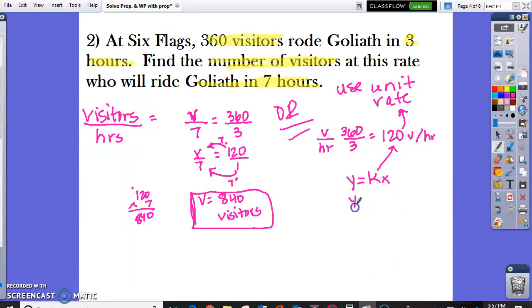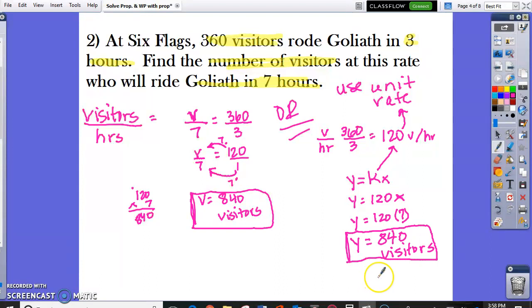Now, this is just like your constant of proportionality. Remember, you have to do y equals kx to write the equation, k being the constant of proportionality, which is your unit rate. They all go together. So, y will equal 120 times whatever x is. Well, y, which are your visitors, is 120 times the number of hours. How many hours? Well, we want to know for 7. And look at what you ended up doing here. It is the same operation as there. So you can still get 840 visitors. This is just another method. You don't have to do it this way, but you might want to familiarize yourself with it because some people find it easier.